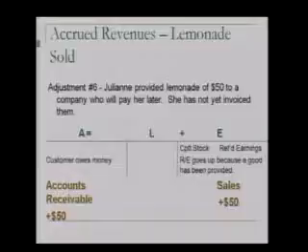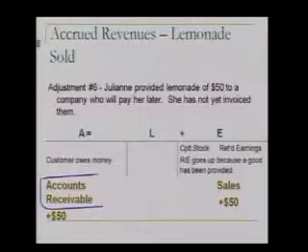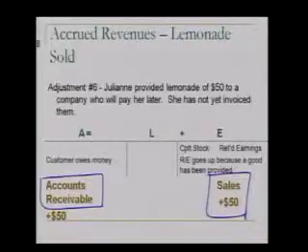What else? Another adjustment. Julianne provided lemonade of $50 to a company, and the company said, we'll pay you later. But she hasn't gotten around yet to invoicing them. And that's entirely possible. I know bookkeeping is often at the bottom of people's lists as to what they'd like to do. So the customer owes Julianne money, and that meets the test, of course, of an account receivable. At the same time, all of the tests for revenue recognition here are satisfied. We know the amount. The good or the service has been performed. She's provided the glasses of lemonade, and let's hope that she's reasonably assured of collection. So if all of those three tests are met, we can record a sale. Retained earnings is going to go up.